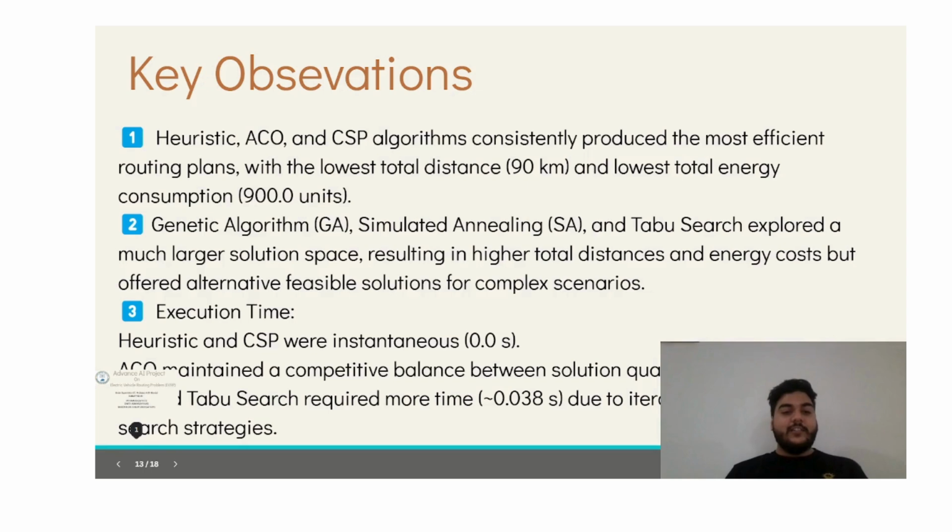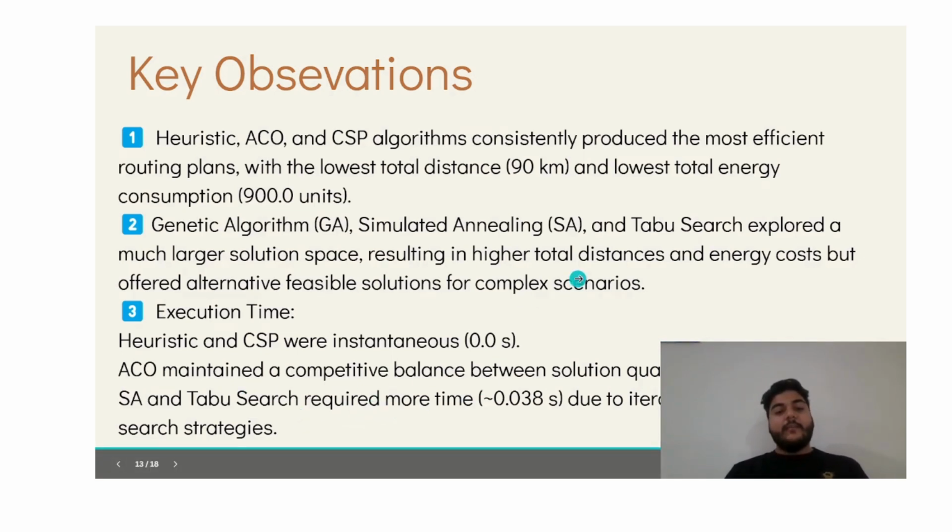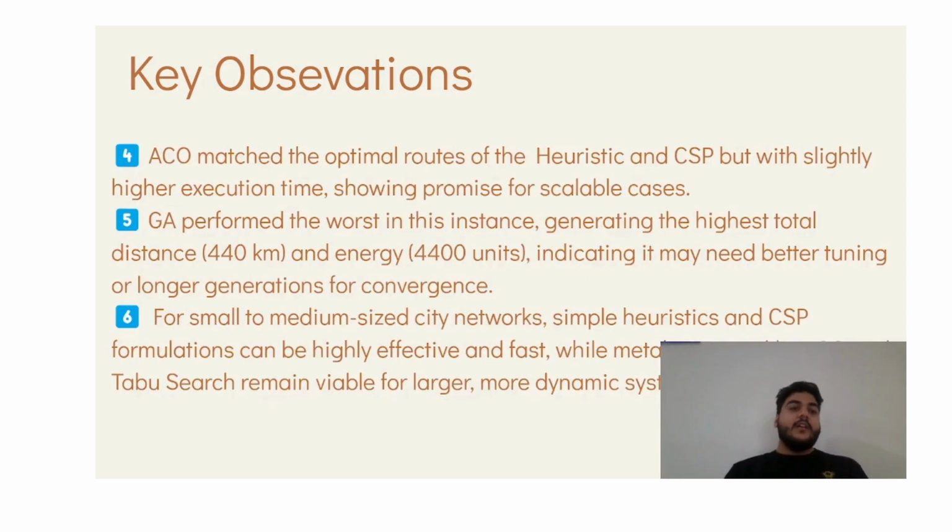Execution time: heuristic and CSP were instantaneous, 0.0 seconds. ACO maintained a comparative balance between solution quality and execution time. SA and Tabu Search require more time due to iterative and memory-based search strategy. Point number four, ACO matched the optimum routes of the heuristic and CSP but with slightly higher execution time, showing promise for scalable cases. Point number five, GA performed the worst in this instance, generating the highest total distance and energy, indicating it may need better tuning or longer generations for convergence.